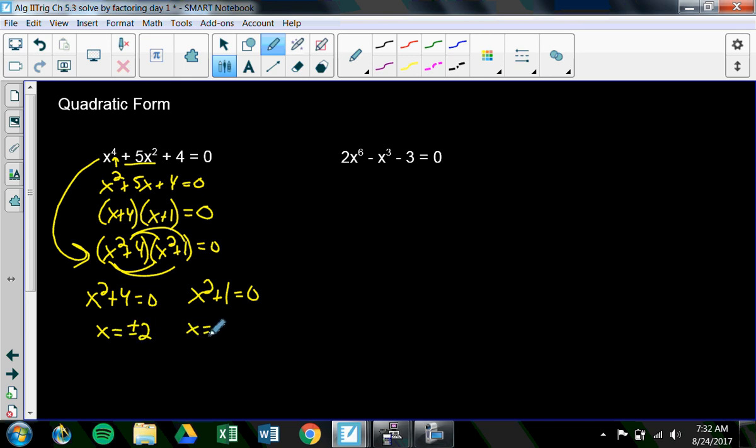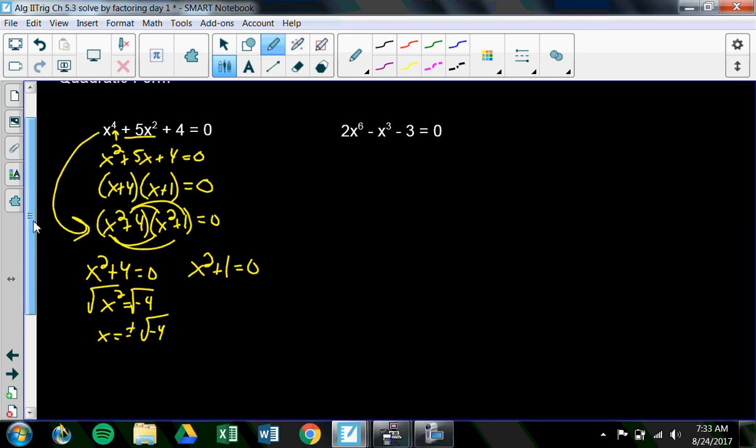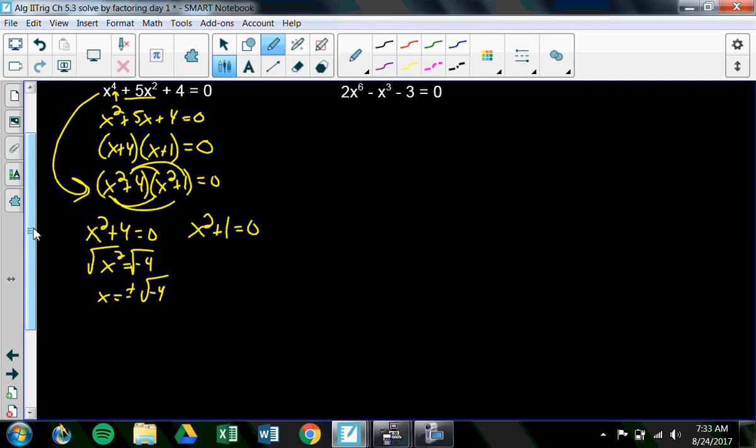Oh, sorry, neither of these can solve. There's no real solutions to either of these, because this became a negative 4, not a positive 4. Right, we would subtract a 4 from both sides and get x squared equals negative 4, and square root both sides and get x equals plus or minus the square root of negative 4, and there is no real square root of negative 4. There are other types of square roots of it that we'll talk about later, but this has no real solutions. It can still factor. It's very factorable, but it doesn't have real solutions.